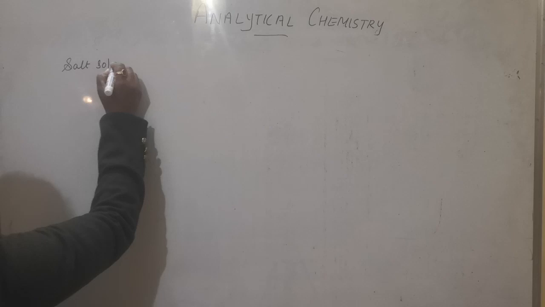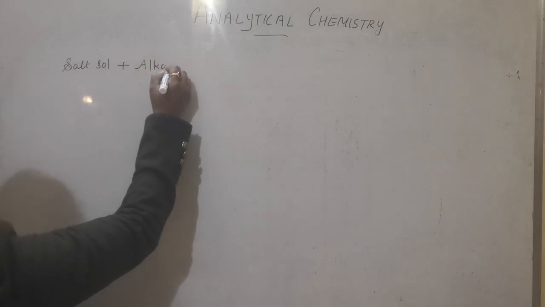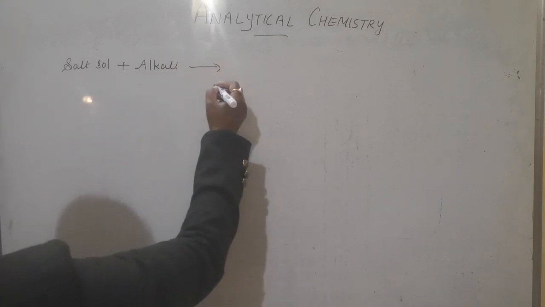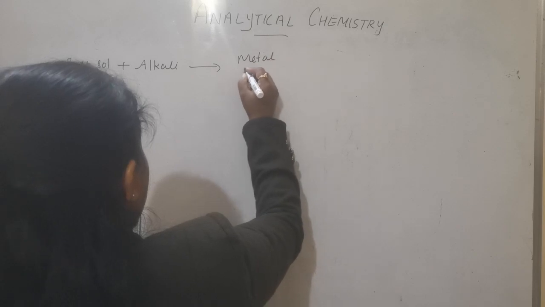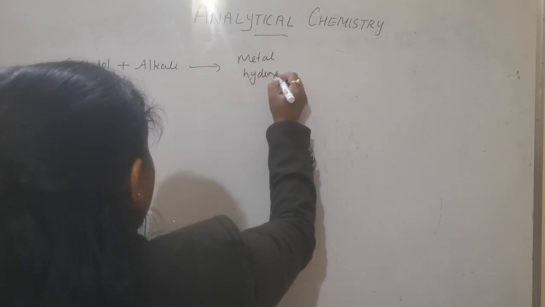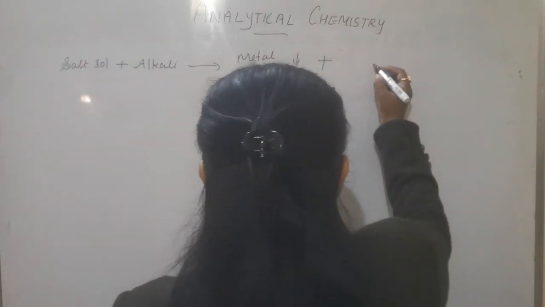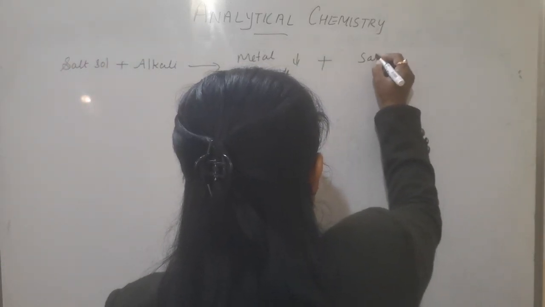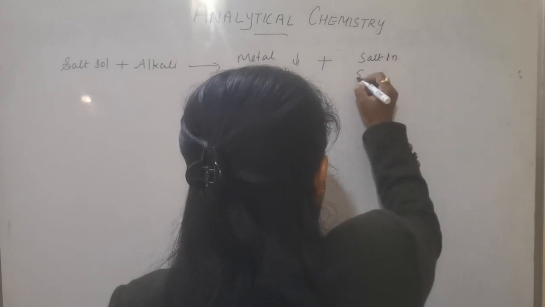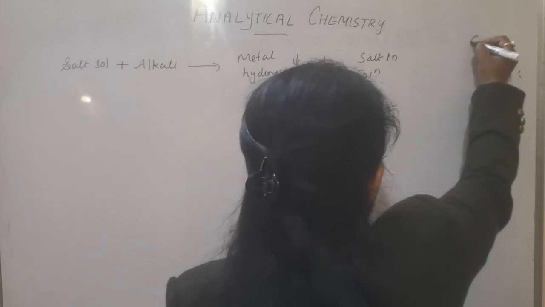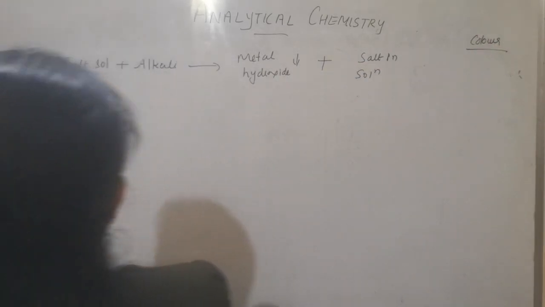Salt solution plus alkali. You know NaOH and NH4OH are called alkali, water soluble bases. So you will get a precipitate. What precipitate? Precipitate of metal hydroxide and a soluble salt. Then we will notice the color of the precipitate.